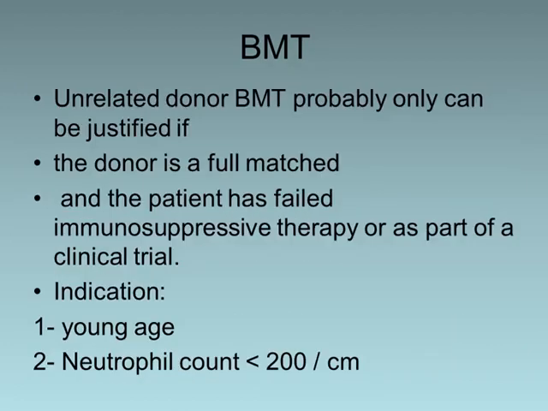An unrelated donor can probably only be justified if the donor is fully matched and the patient has failed immune suppressive therapy, or as part of a clinical trial. The indication is young age and severe aplasia with a neutrophil count less than 200.